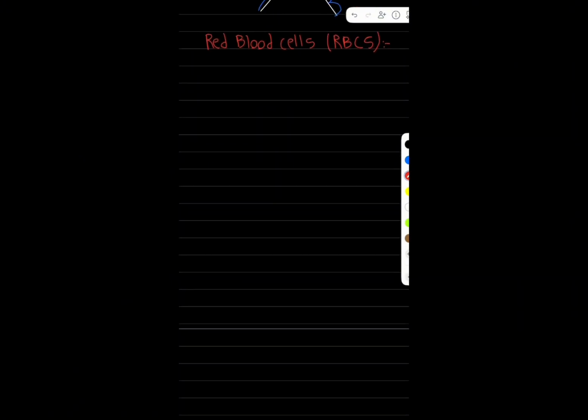The second structure we have is the red blood cells. Alright, so we will be doing the red blood cells now. Red blood cells, we can also call them RBCs. Alright, so the RBCs we are going to do tomorrow. That's it for today.